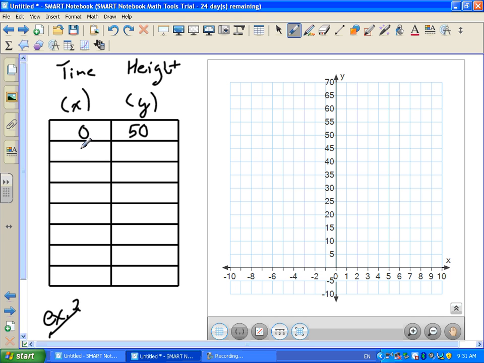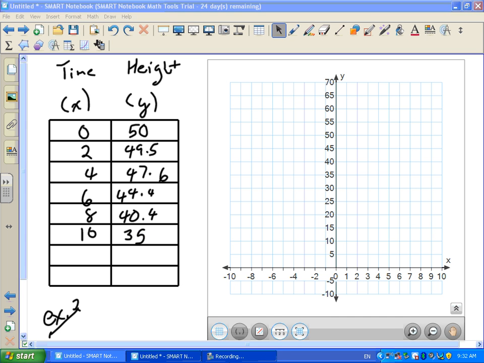Then let's say at 2, you're at 49.5. At 4, you're at 47.6. At 6, you're at 44.4. Oops, 44. Thank you. And at 8, 40.4. And at 10, you're at 35. That's all the information we're going to say you're given.